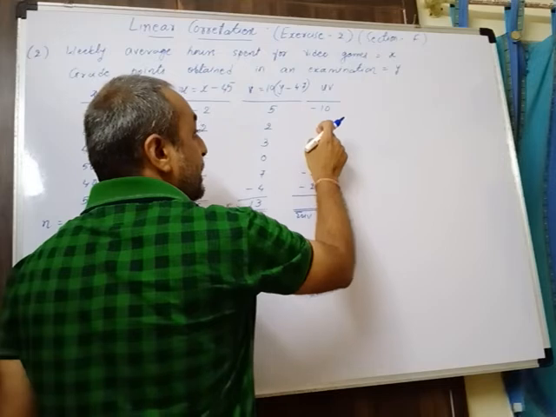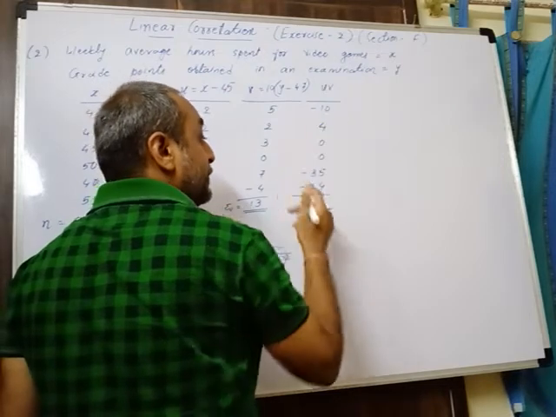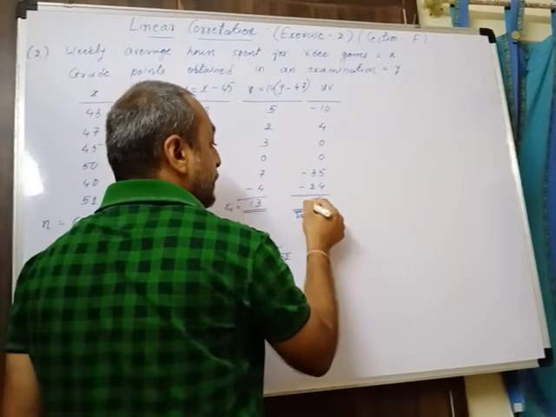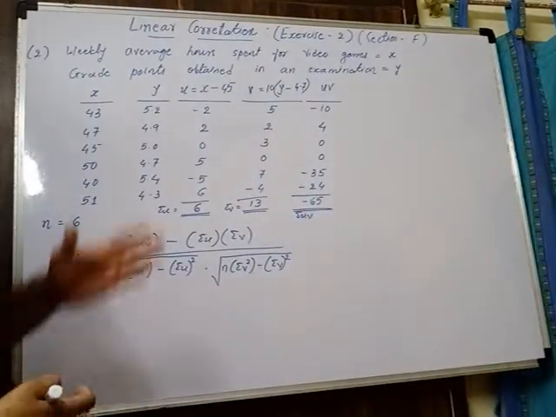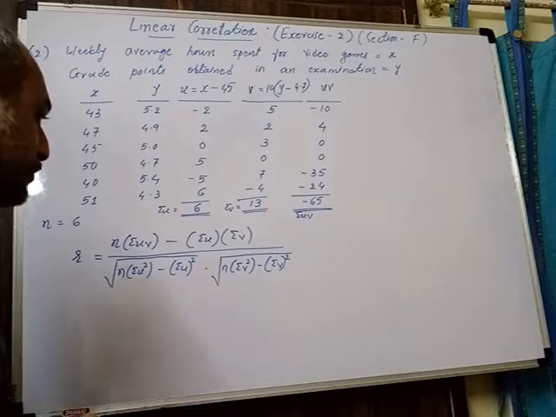Minus 69 plus 4. So 69 minus 4 is how much? 65, but it is negative. Minus 65 is your total. Okay, you can find it on your calculator also, no problem.